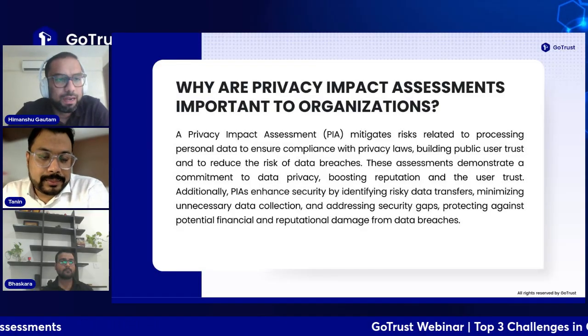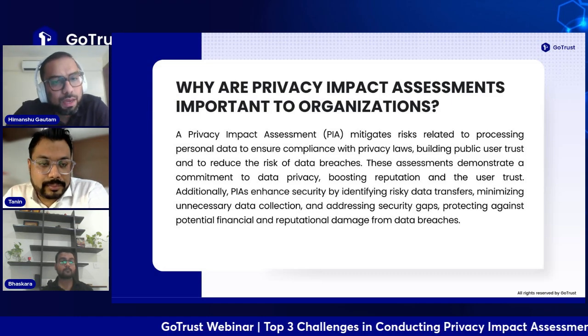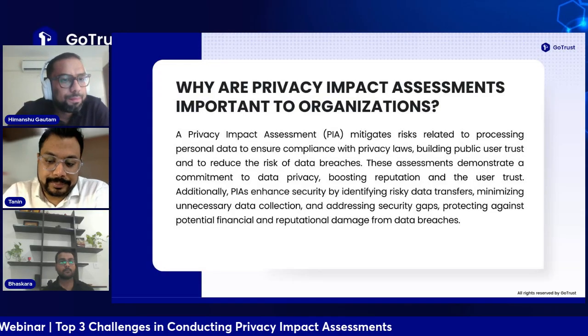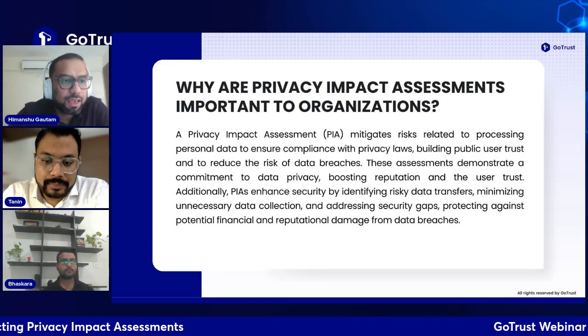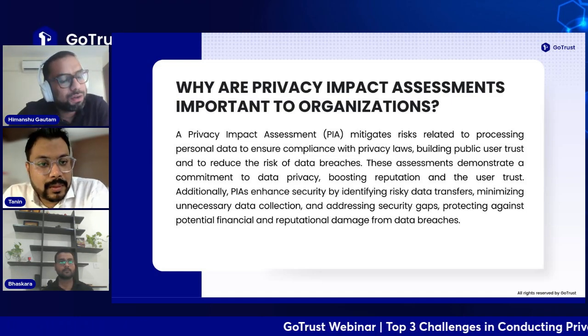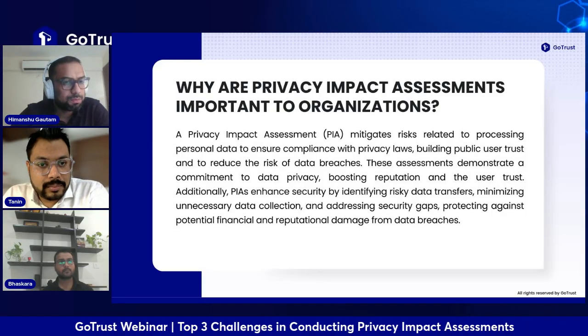So if we're talking about India as a geography, or the UAE, or one of the countries within Europe, and then we also add another composite to it, the industry type, whether it's healthcare or manufacturing. Does the PIA differ industry to industry, geography to geography? Can you add more on this part, please?